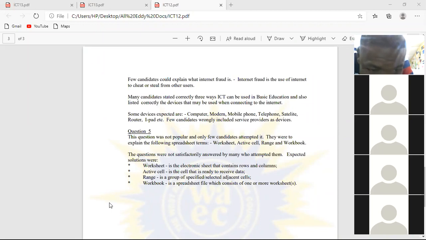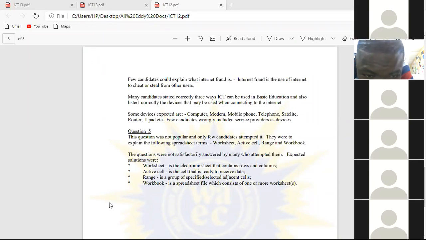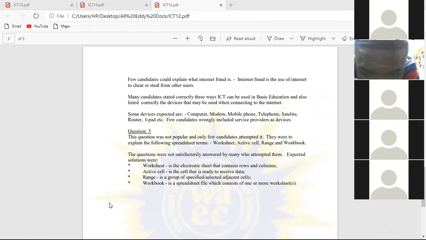Question 5. This question was not popular and only few candidates attempted it. They were to explain the following spreadsheet terms: worksheet, active cell, range, and workbook. The questions were not satisfactorily answered by many who attempted them. Expected solutions were: a worksheet is the electronic sheet that contains rows and columns. An active cell is a cell that is ready to receive data. A range is a group of specified or selected adjacent cells. A workbook is a spreadsheet file which consists of one or more worksheets.